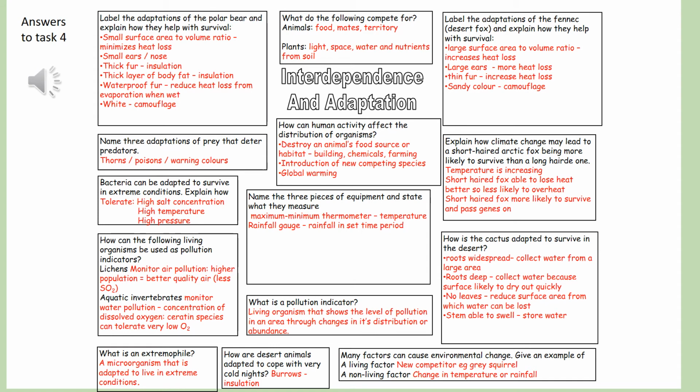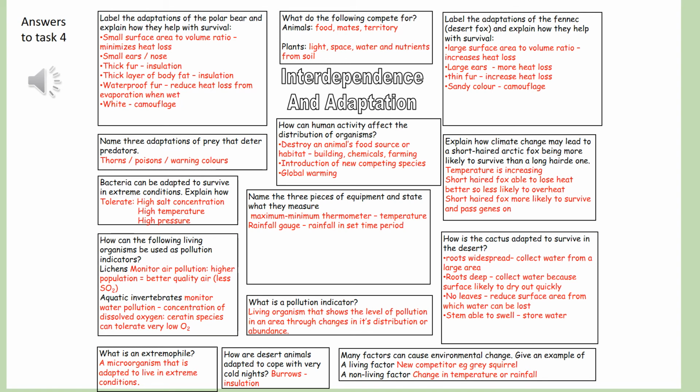They have a large surface area to volume ratio. That means they can increase heat loss. They have large ears, which means more heat loss. They have thin fur to increase heat loss, and they have a sandy colour for camouflage. So you need to make sure they keep themselves nice and cool.